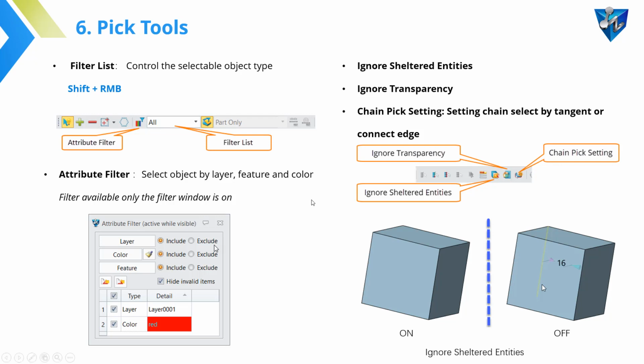Moreover, we have some other options like ignore the shaded entity, ignore the transparency, and chain pick setting, to set chain select by tangent or connect edge. Next, let me show you some examples in ZW3D.